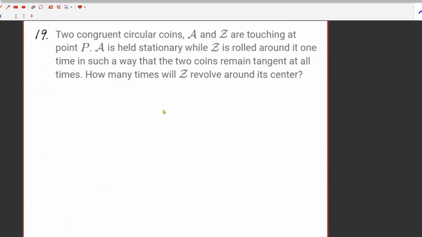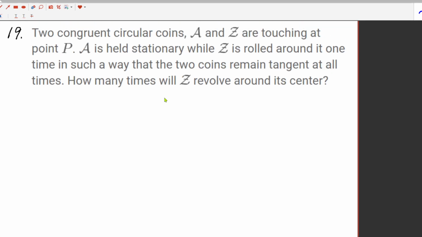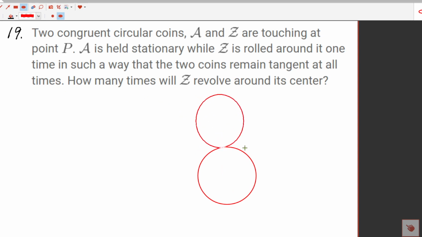Well, the next question requires a little imagination. For example, if you have 2 coins, you can also do the experiment, right? Have you done this at home? Have you tried this? 2 congruent circular coins, A and Z, are touching at point P. So let's suppose this is one coin. There's another coin here. Okay, that's just a copy and paste. I think it's much better.